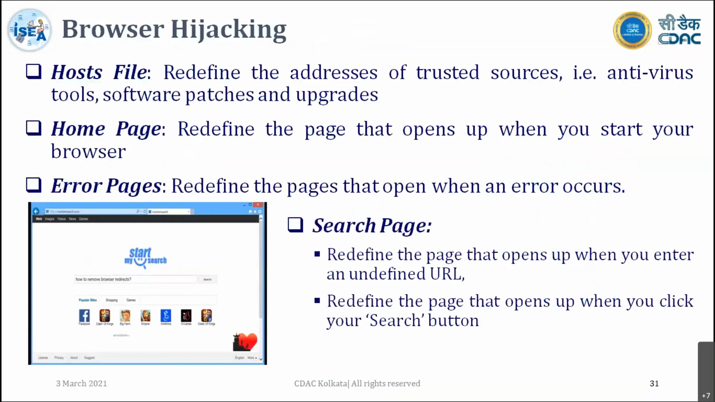Now, another way of exploitation is through browser hijack. There might be three ways. One is obviously the host file. It redefines the address of the trusted source through software package and upgrades. It can also attack the home page, redefining the page that opens up when you start your browser. The error page defines the pages that open when an error occurs. And also the search page: redefine the page that opens up when you enter an undefined URL, or when you click your search button.